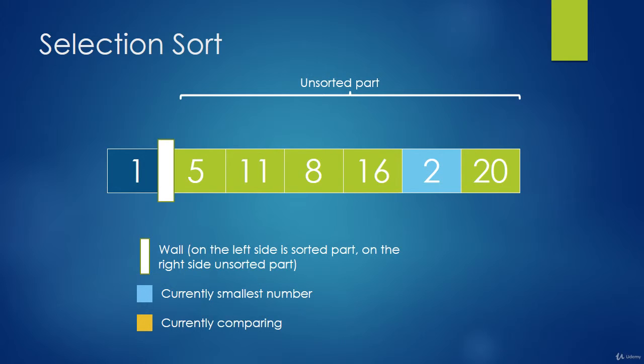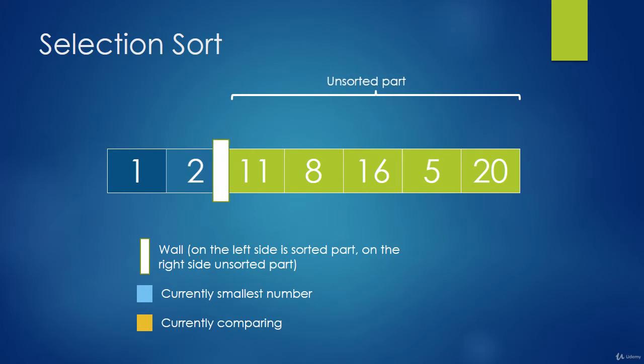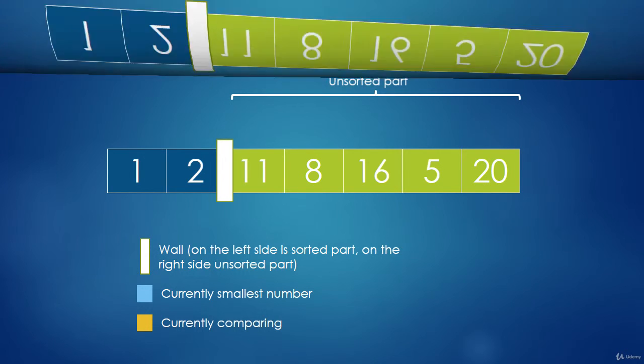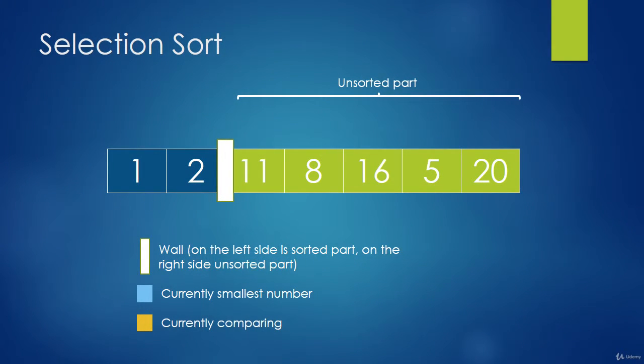So we swap the smallest number, in this case 2, with the first number of our unsorted part. Now we have the smallest number at the beginning, so we move our wall by one number. I think you should get it now, so I'm going to do the rest a bit faster. Basically what we do is we find the smallest number in the unsorted part and add it to the end of the sorted part.